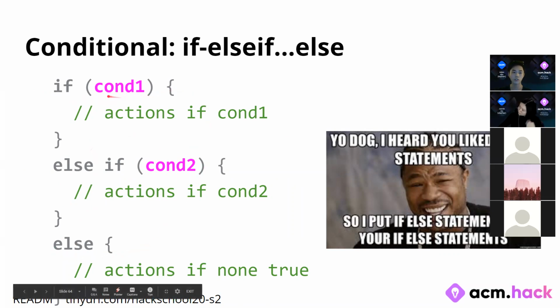So if this condition was true, we would do this code. If this condition was true, we would do this code. And if none of these were true, then we would execute this code. So any questions about that?